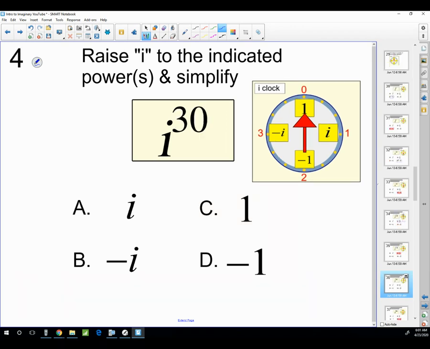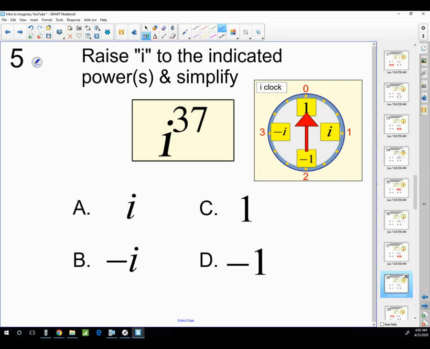Let's do 30. We should know that i to the 28 is at the top because 28 is a multiple of 4, and then we count to 29, 30. Or you can count all the way to 30 if you want to. And what this means is i to the 30 equals i to the 2 equals -1. The answer is the yellow portion on the inside.